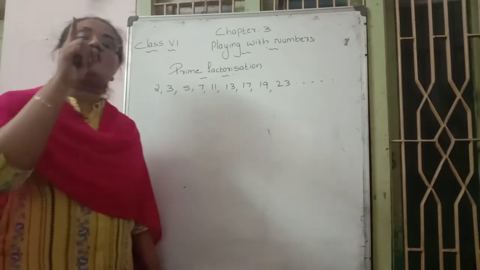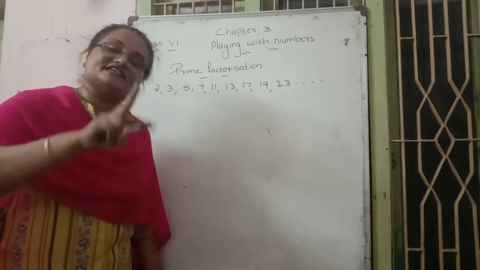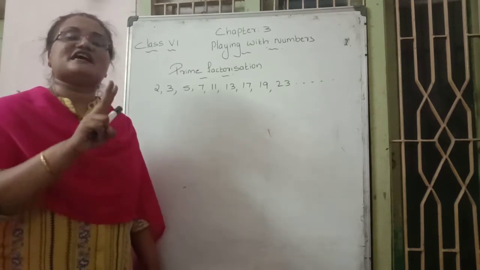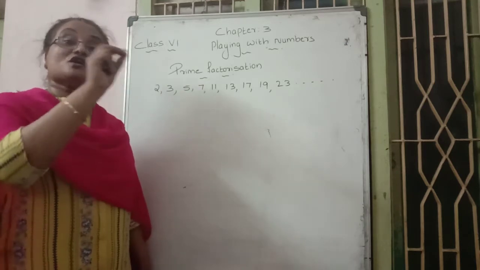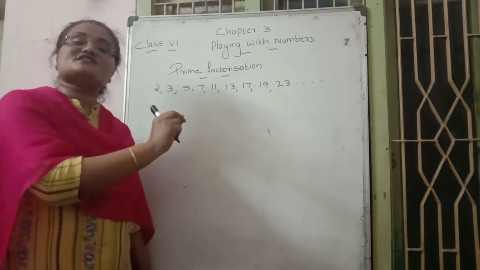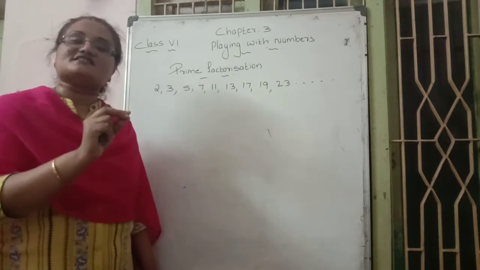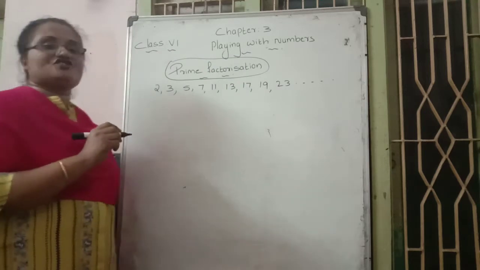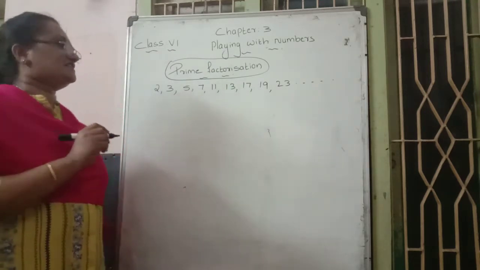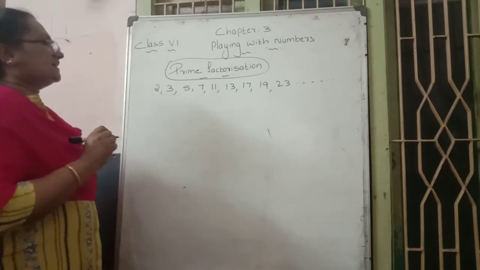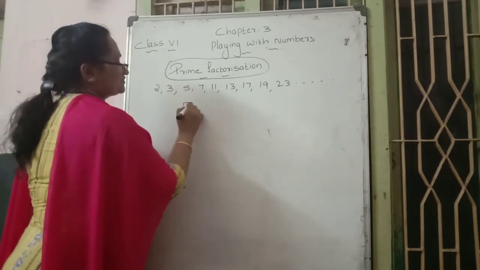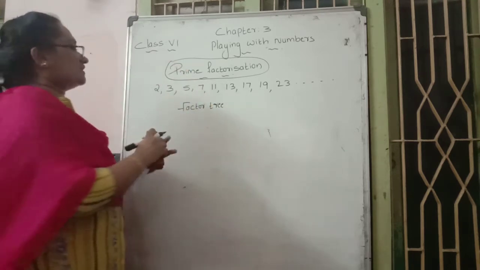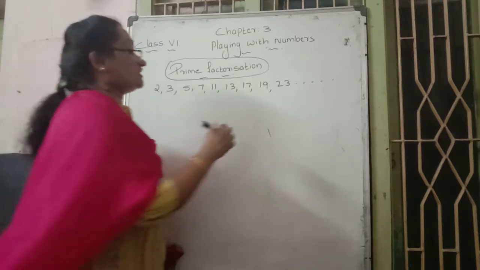Prime numbers have only 2 factors, which are 1 and the same number only. That's why we call them prime numbers. So factorization using this type of prime numbers is called prime factorization. That is the meaning of prime factorization. I hope you understand it. Next word is factor tree. Okay, one minute, for prime factorization I will show you one example.